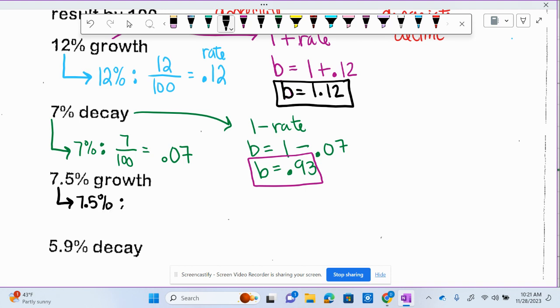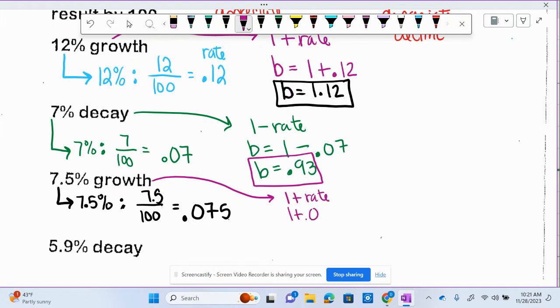7.5%. Well, that's 7.5 divided by 100. Put that in your calculator. 0.075. This is growth. So am I adding or subtracting? 1 plus my rate. So that's 1 plus 0.075. So what does B equal?